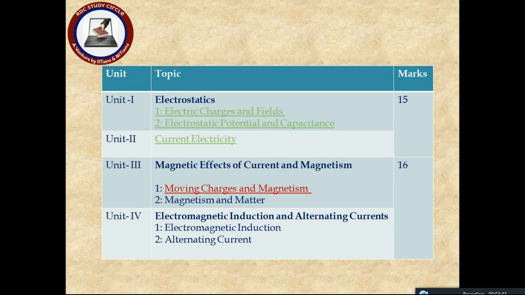The third unit is magnetic effect of current and magnetism, and the fourth unit is electromagnetic induction and alternating currents, and the weightage for the third and fourth units is 16 marks. In magnetic effect of current and magnetism, the first chapter is moving charges and magnetism.